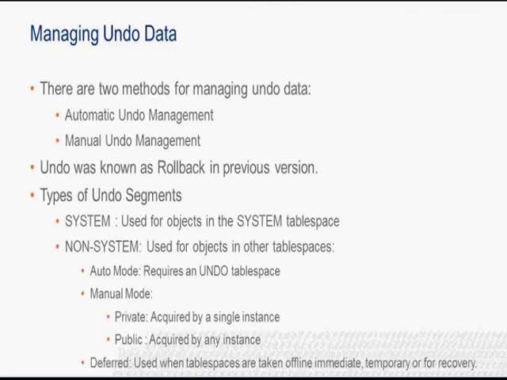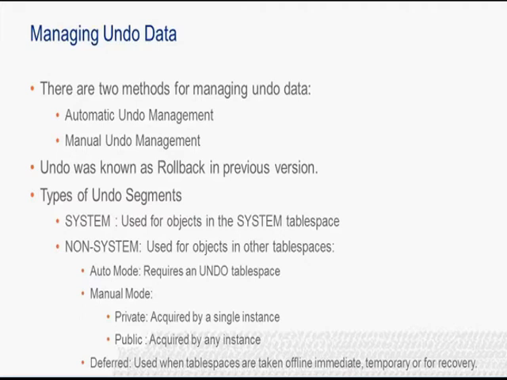Two methods for managing undo data exist. Automatic undo management. The Oracle server automatically manages the creation, allocation and tuning of an undo segment. Manual undo management. We manually manage the creation, allocation and tuning of the undo segments.